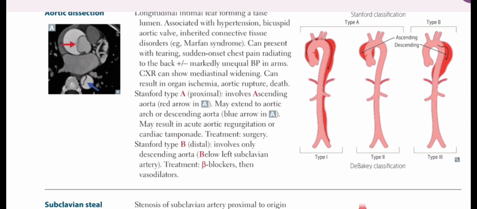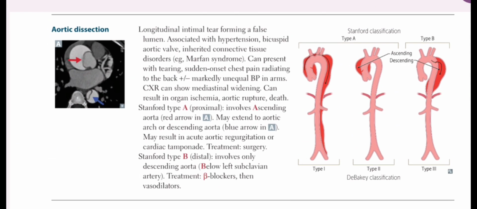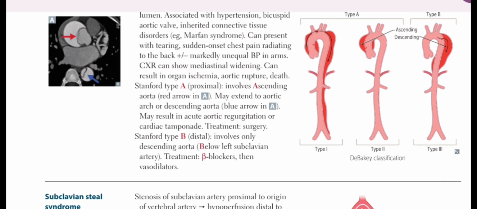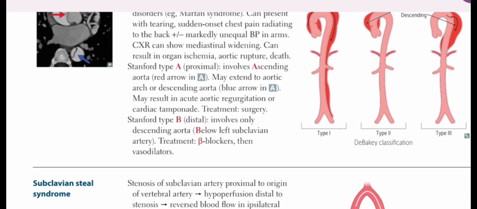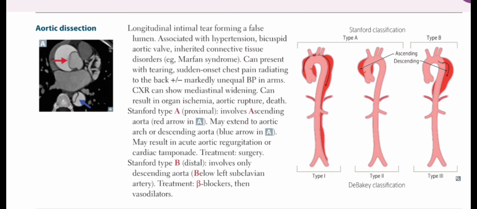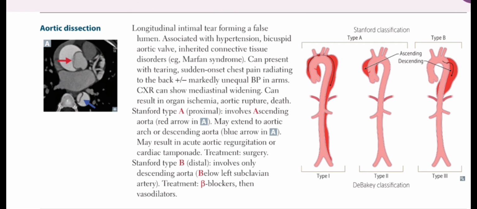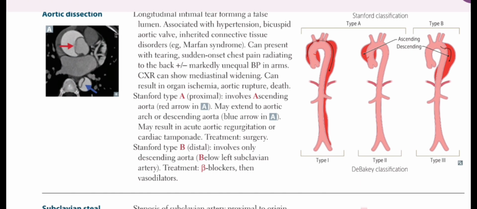So there are two types of aortic dissection. One of them is Stanford type A. Stanford type A is the proximal type, that is, it involves the ascending aorta. It can result in aortic regurgitation or cardiac tamponade, and the treatment is operative. And the Stanford type B, also known as distal aortic dissection, involves the descending aorta, that is below the left subclavian artery, and the treatment can be beta blockers or vasodilators.